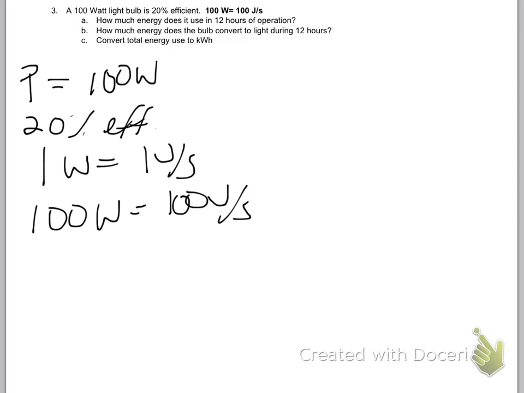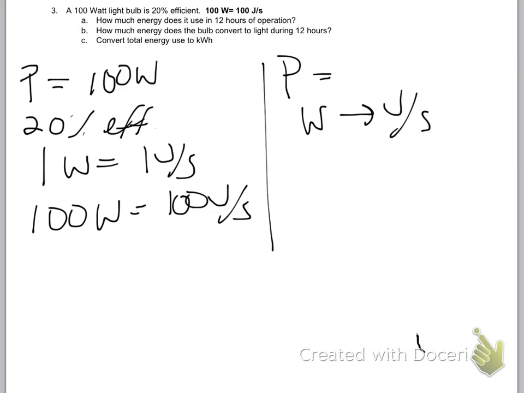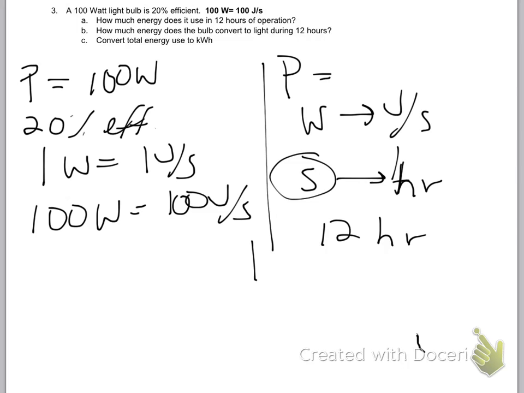Cool. So now we ask ourselves in question A, how much energy does this light bulb use in 12 hours of operation? Now we have to convert a few things. We have to convert our power from watts to joules per second. That's going to be an important thing here. And then we want to convert from seconds to hours. You're going to go from your conversion factor from seconds to 1 hour, and then from 1 hour to 12 hours. That's the important piece of information that you're going to need to answer part A. That should be review now, because we've done that in the first two problems.